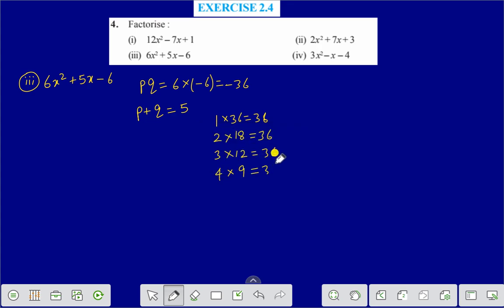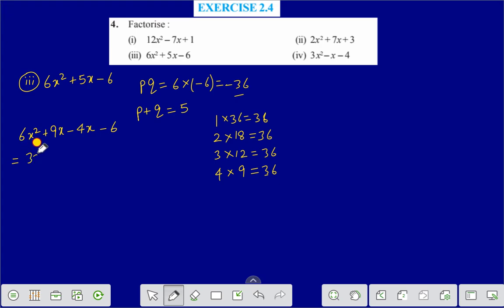We have to find that p plus q is equal to 5. That means plus 9 minus 4 is 5. Then we are getting 6x square plus 9x minus 4x minus 6. 9x minus 4x is 5x. If we add 9 minus 4, we get 5, and 9 into 4 is 36.